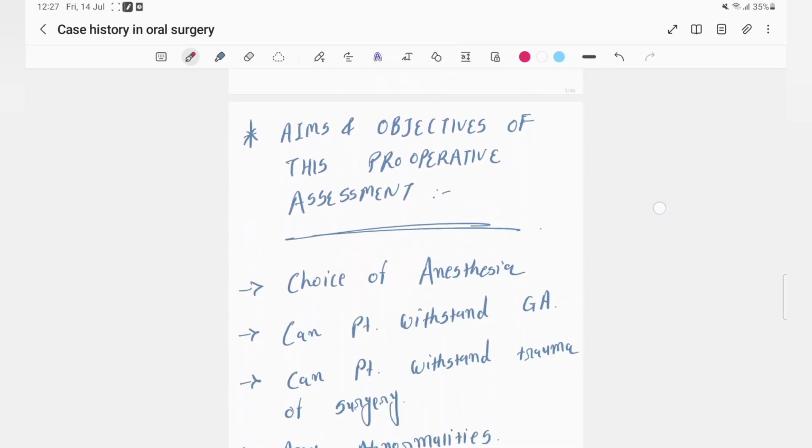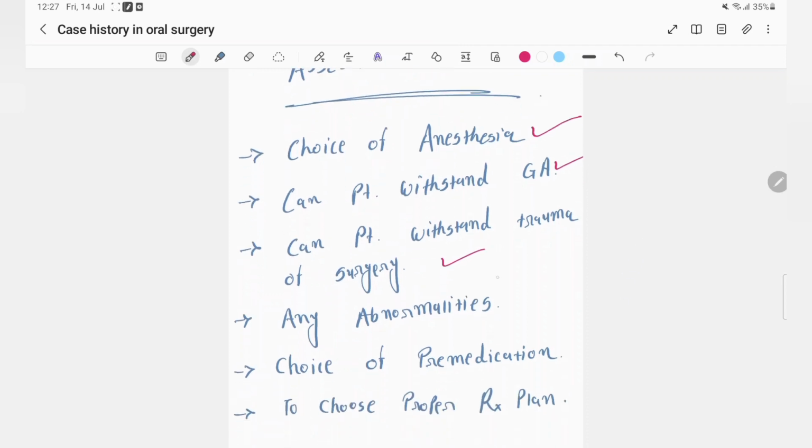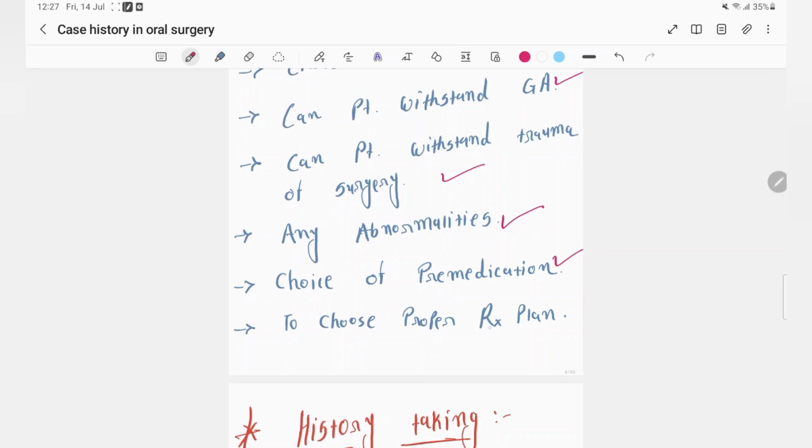So, now what are the aims and objectives of this pre-operative assessment? It is for the choice of anesthesia, whether the patient can withstand general anesthesia or not, whether the patient can withstand the trauma of surgery, whether any abnormalities are present or not, and the choice of pre-medication. In some diseases, we have to give pre-medication before any oral surgical treatment, such as in infective endocarditis, where we have to start a dose of antibiotics before the treatment. Then we need to choose the proper treatment plan.